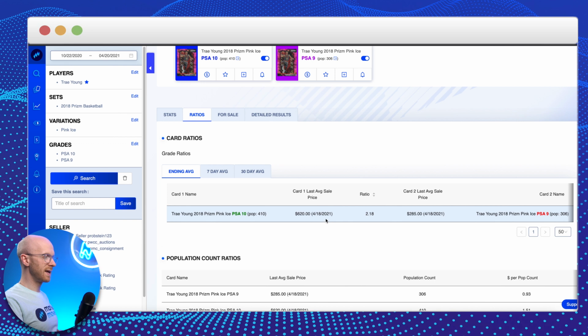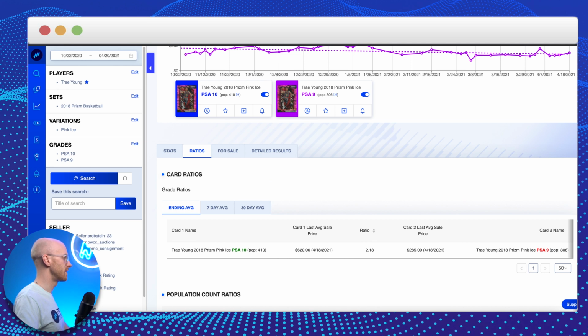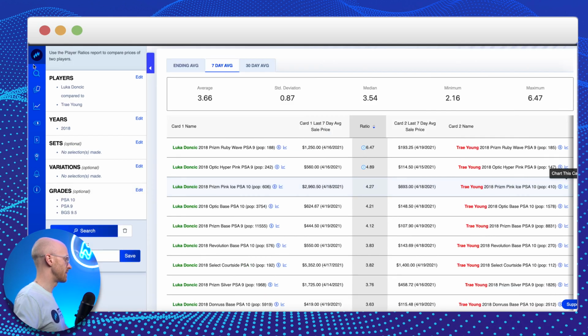So again, what this is telling me is that either this number is too low or this number is too high. There's another way that we can pivot into our variation reports to get another clue about what this card is doing and what the price is. Is it reasonable? Is it too low like we suspect? So what I'm going to do is come back over to the ratios and click on the variation ratios tab.